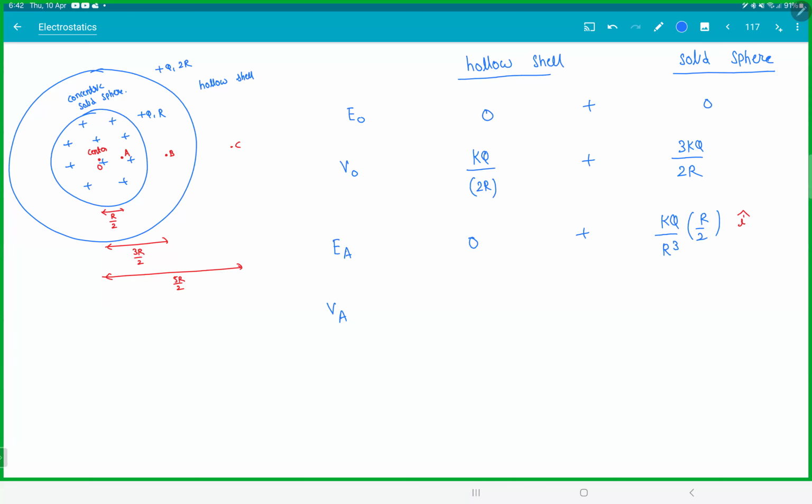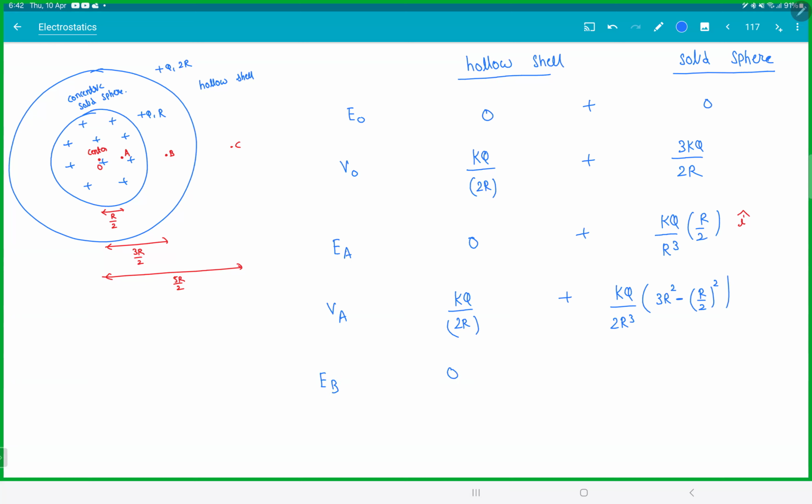Potential at A. For the hollow shell, it is inside. So KQ by 2R. Point A is inside this. Remember that big formula, which you'll get: KQ by 2R cube into 3R square minus R by 2 whole square.